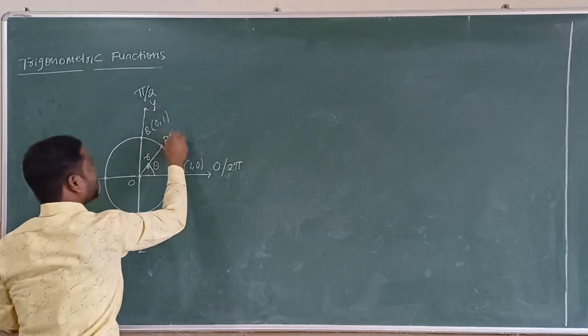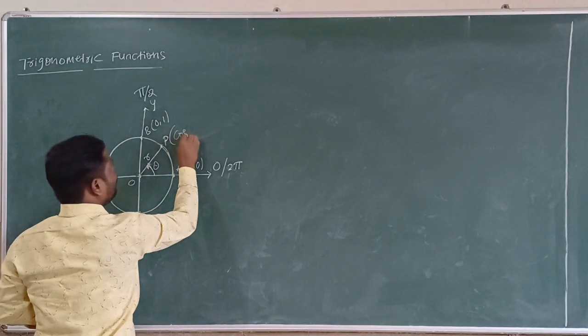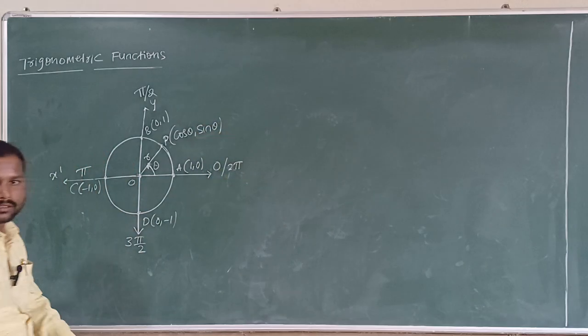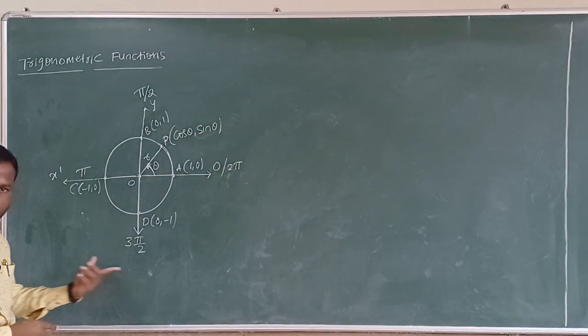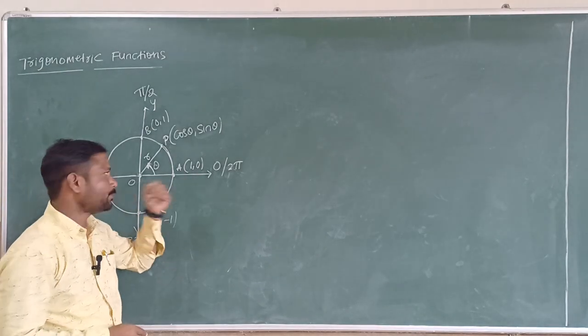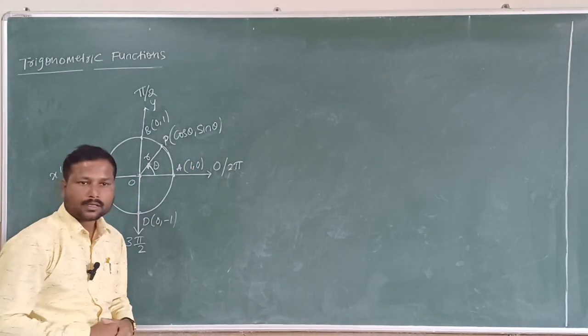Correct? Now take here, the point P is cos theta and sin theta, right? R into cos theta is 1 into cos theta only, and 1 into sin theta only. So therefore, replacing R, the point is cos theta and sin theta.